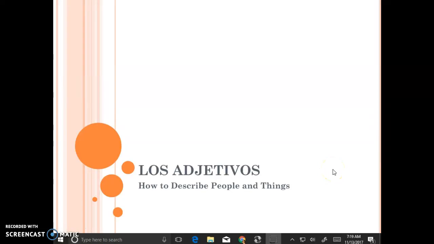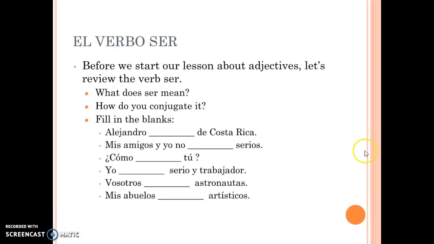Hey guys, today we're going to talk about adjectives so that we can practice describing people and things in Spanish. Okay, the first thing that we need to do before we start our lesson about adjectives is that we need to review the verb ser.